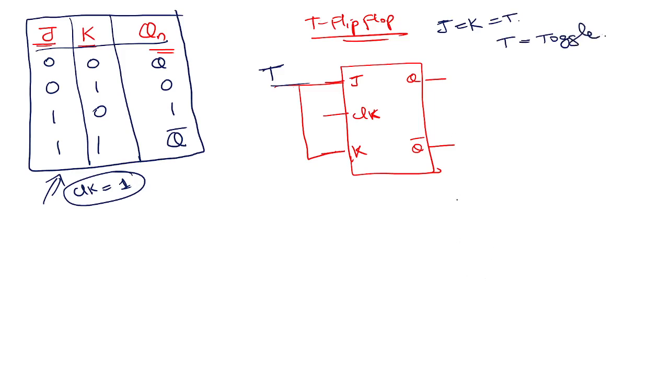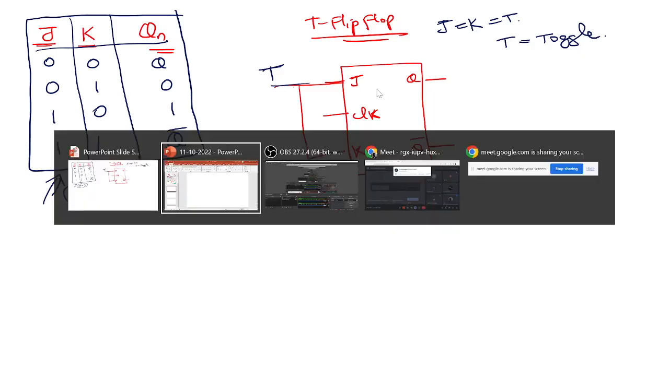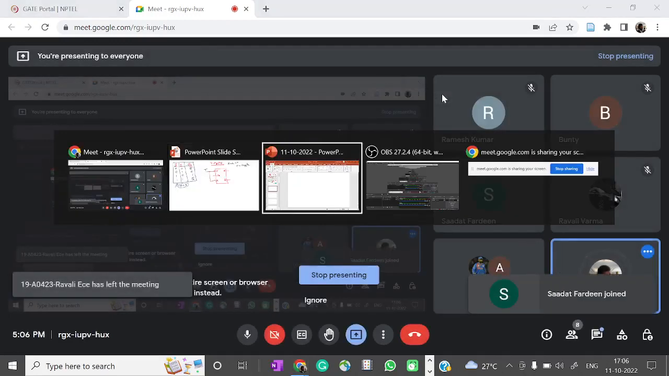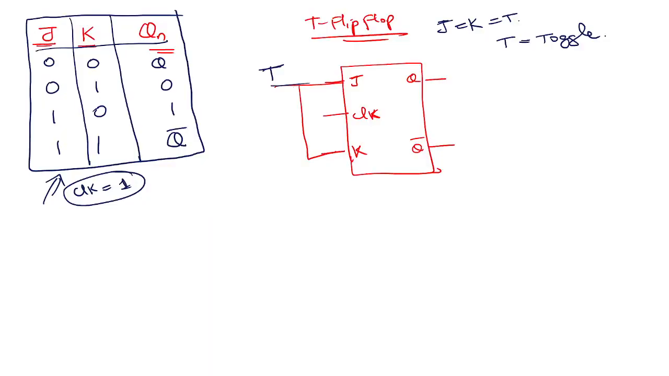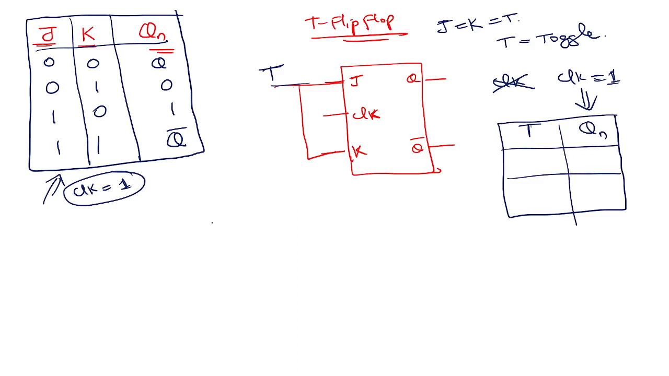Okay. So what does it mean? Let's see what happens. See here, the inputs are clock and T. Let's neglect clock for some time, because we already know that whenever clock equals 1, this is going to happen, right? Assume that. Otherwise, one input is T and the output is Q, of course you have Qn. For one input, how many combinations are possible? Two combinations, right? Either 0 or 1. If T equals 0, what does it mean? J equals 0, K equals 0. If J equals 0 and K equals 0, we know already what the condition is. J 0, K 0, you will get Q.